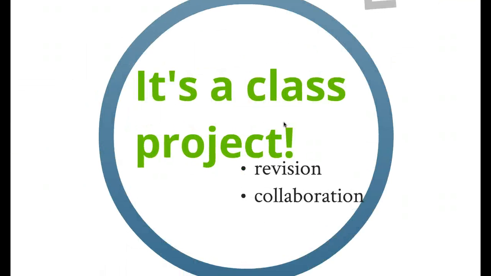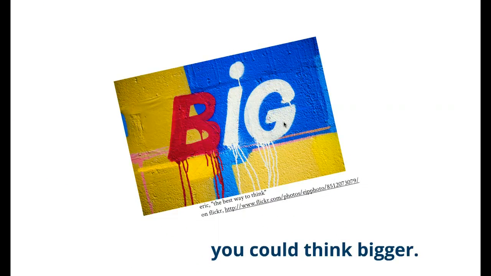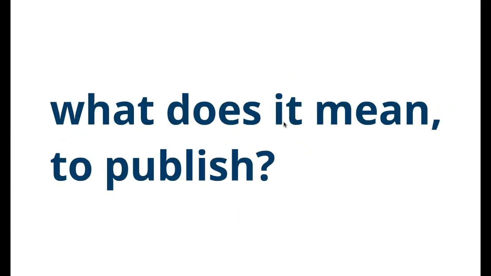In the case of the magazine, it's a class project, a revision and a collaboration project. You will revise and work and transform some of your work, and then you will collectively publish an e-magazine. That's the collaborative part. But with just a little imagination, we think that you can think bigger. So we want you to think about the magazine project as an opportunity to publish.